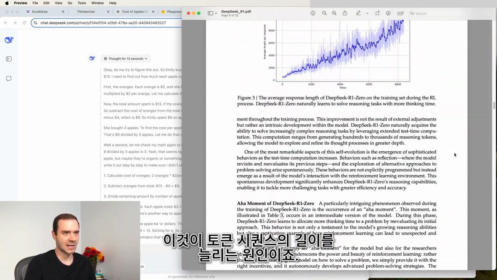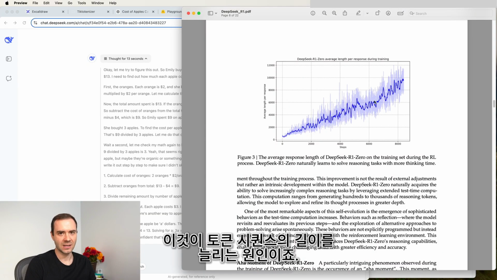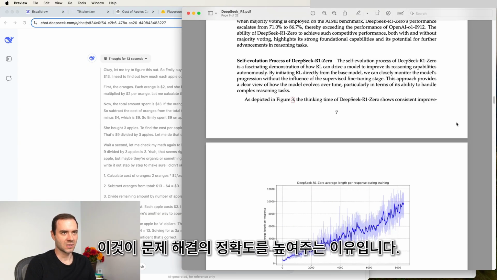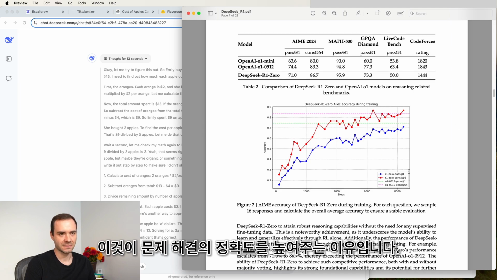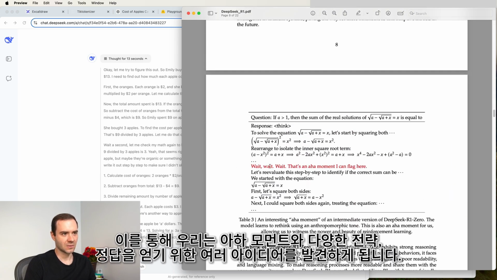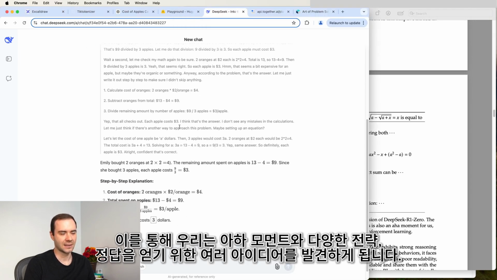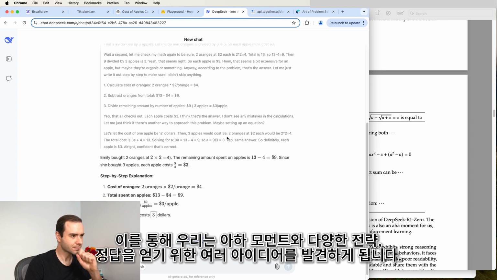This is what's bloating up the length of the token sequences. They're doing thinking and they're trying different ways. This is what's giving you higher accuracy in problem solving. And this is where we are seeing these aha moments and these different strategies and these ideas for how you can make sure that you're getting the correct answer.